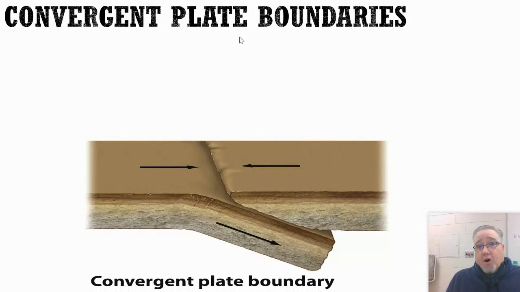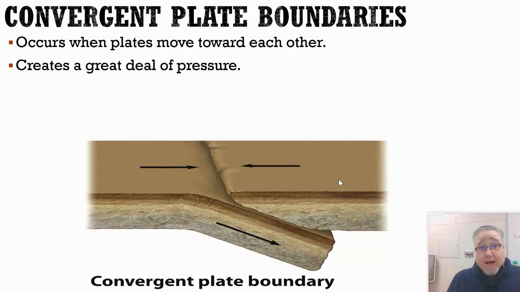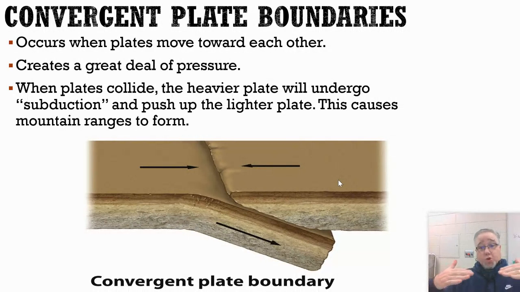All right, now convergent plates are just the opposite. If you look at the direction of these arrows, we've got two plates that are moving towards each other. Anytime this happens, they're going to make contact. And most of the time, one of the plates will slide underneath the other one. We call that subduction, when one plate slides under the other one.